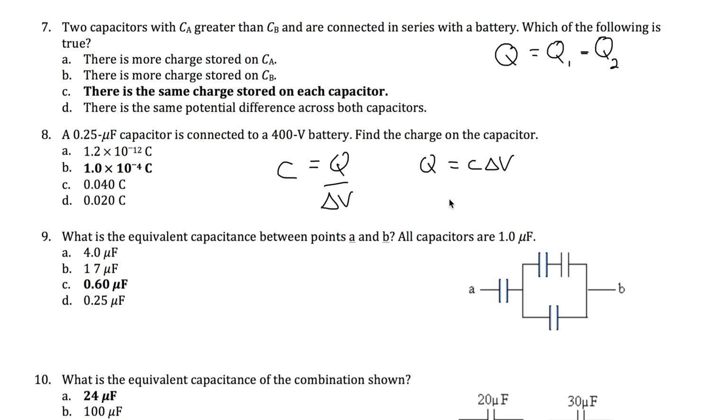And then the C is 25 times 10 to the negative 6 farads, and the potential difference is 400 volts. Multiply those two numbers, and you'll get 1 times 10 to the negative 4 coulombs.